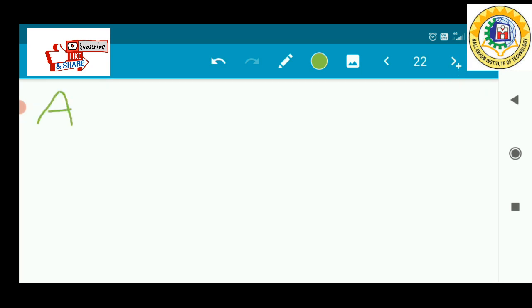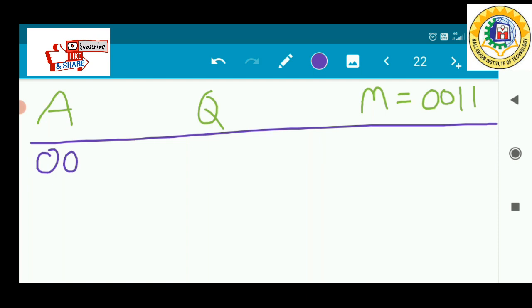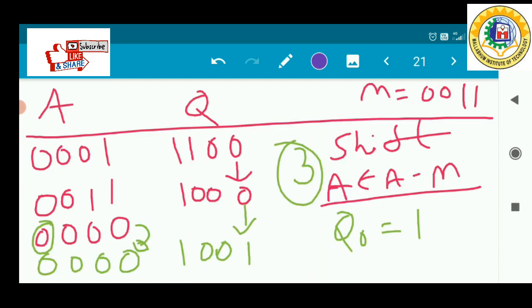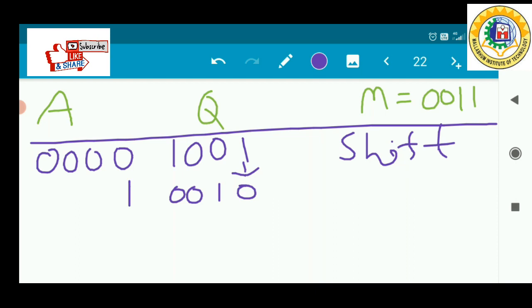Here M is 0 0 1 1, your A is all 0 and your Q is 1 0 0 1. The first step is the shift. We make a logical shift, and this will become 0, so 1 0 0 1 0 0 0. After performing the shift, next we will perform A equals A minus M.